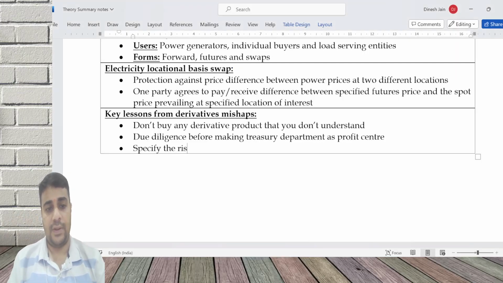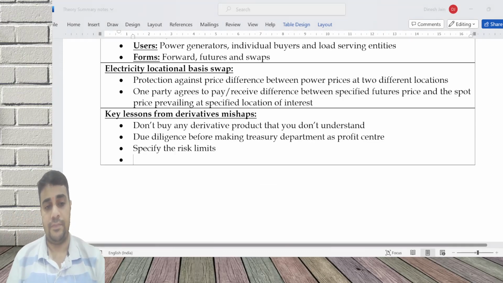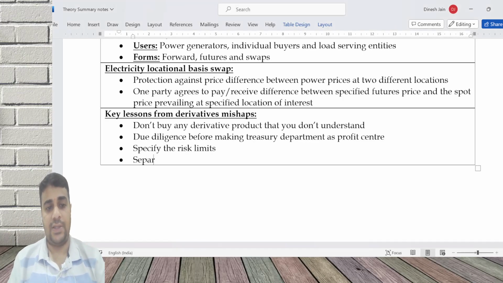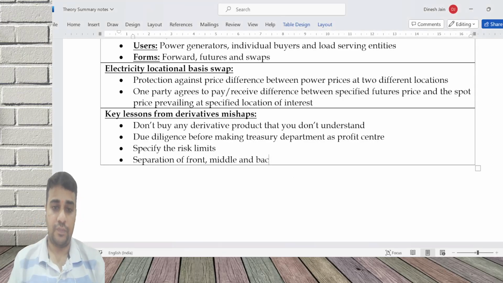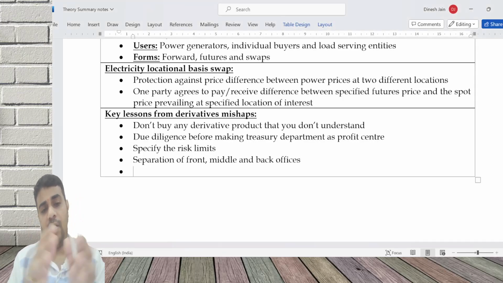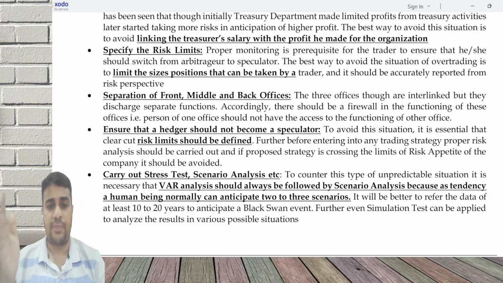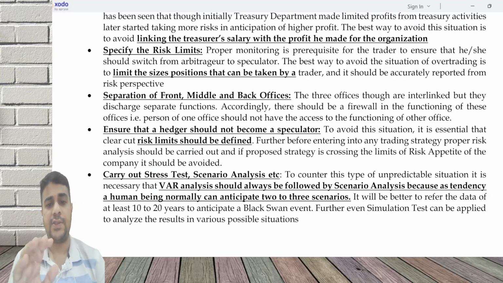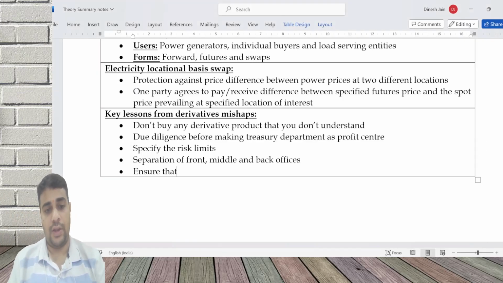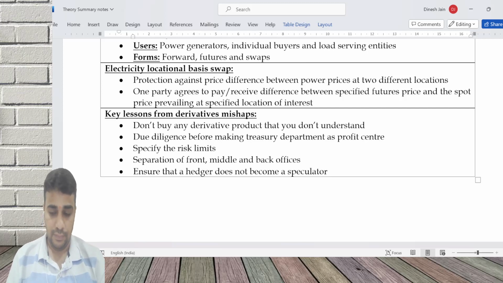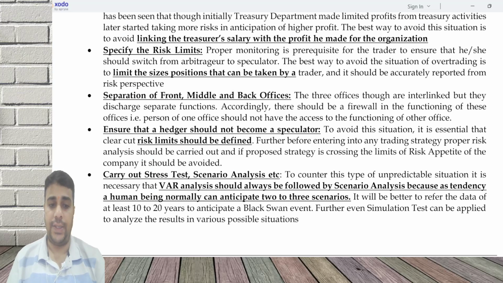Specify the risk limits. Separation of front, middle and back office. There are three offices in a treasury department: front office, middle office and back office. You should ensure that there are interlinkages, but there should be a firewall. Ensure that a hedger does not become a speculator. I've given somebody the role of hedging. He should do hedging rather than taking speculation.